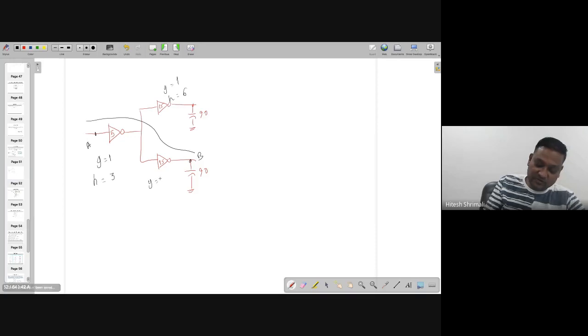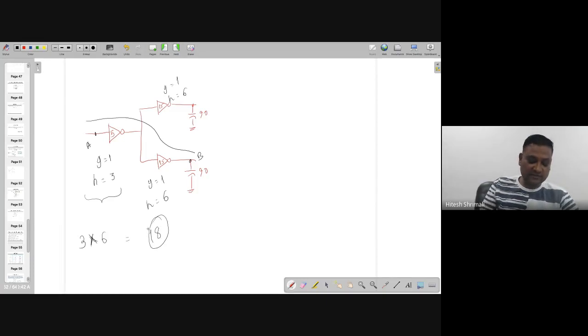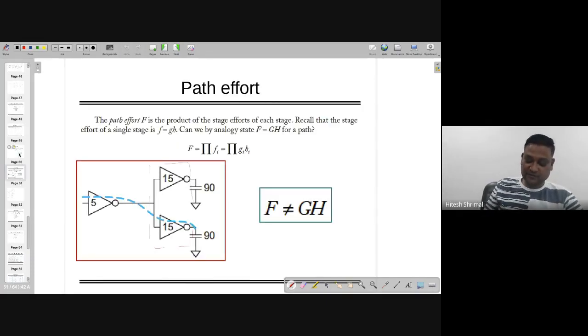Similarly, this one is G equal to 1 and H equal to 90 by 15, that's equal to 6. So as per the theory, all GH will be multiplied. So this has to be 3 multiplied by 6, and again, this is not coming on path, so this becomes something like 18. But in reality, that's not the correct answer.